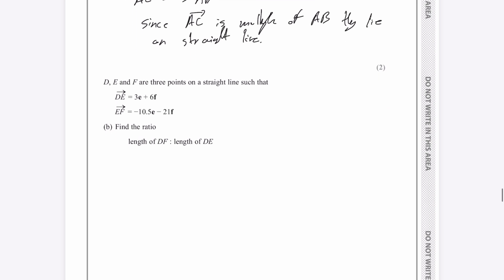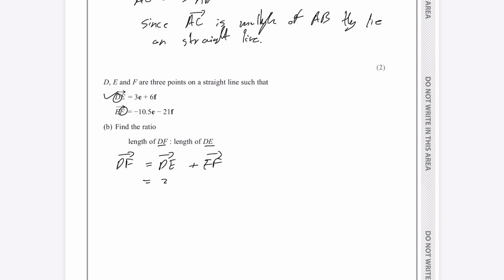So then we have D, E, F are 3 points on a straight line such that D to E, and then we have E to F, find the ratio of D to F, D to E. So we already have D to E, we just need to find D to F. So to go from D to F, since they all lie on a straight line, we're just going to have to add the two together. So then essentially D to F is going to be D to E plus E to F.